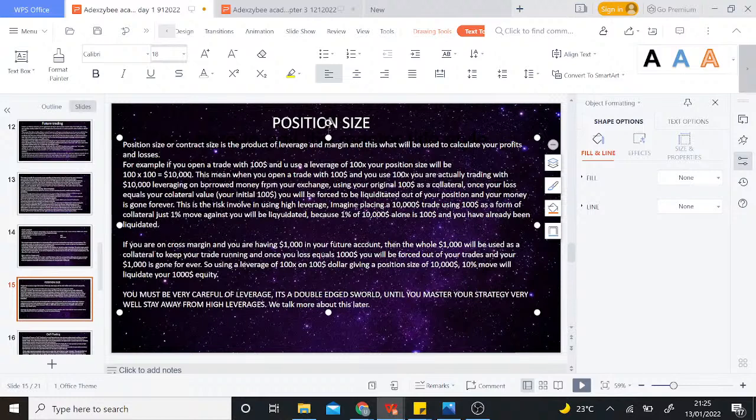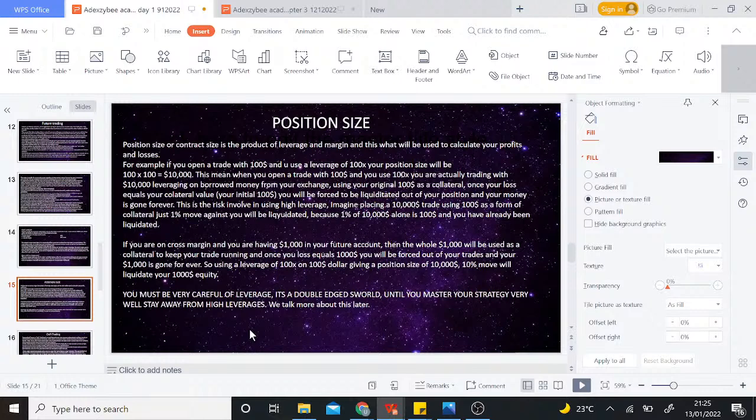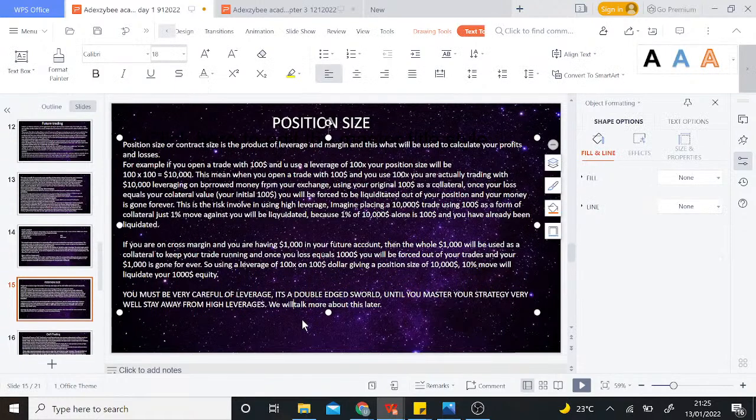Your margin gets to $1,000 and it gets liquidated, then your $1,000 is gone for life. Now, that is why you must be very careful of leverage. It is a double-edged sword. Until you master your trading strategy very, very well, stay away from high leverage. Now, we'll talk more about this later. So let's go to the next slide.